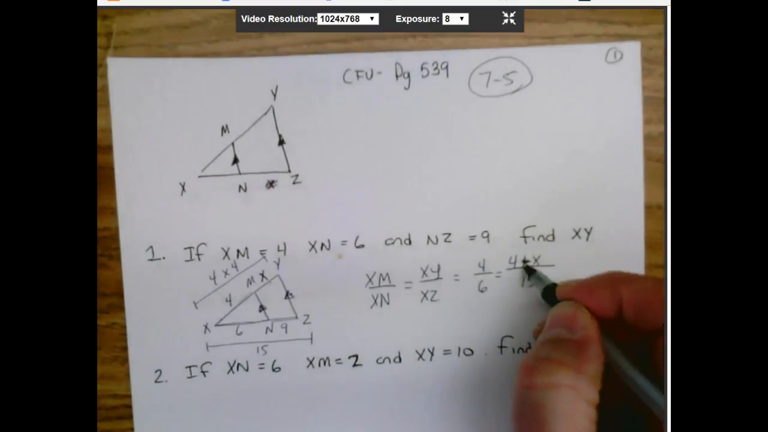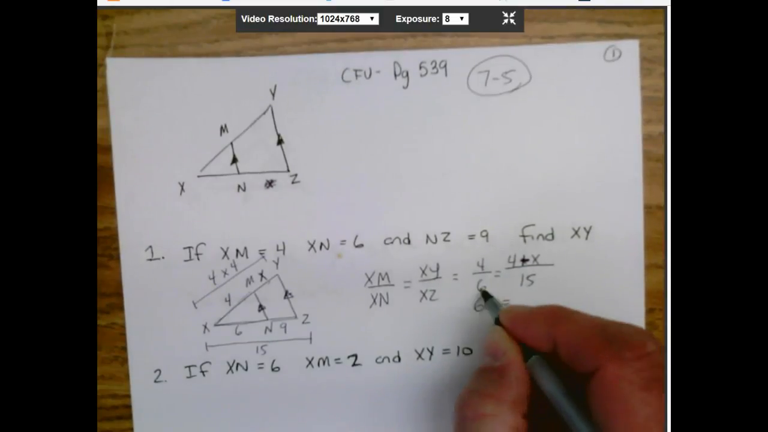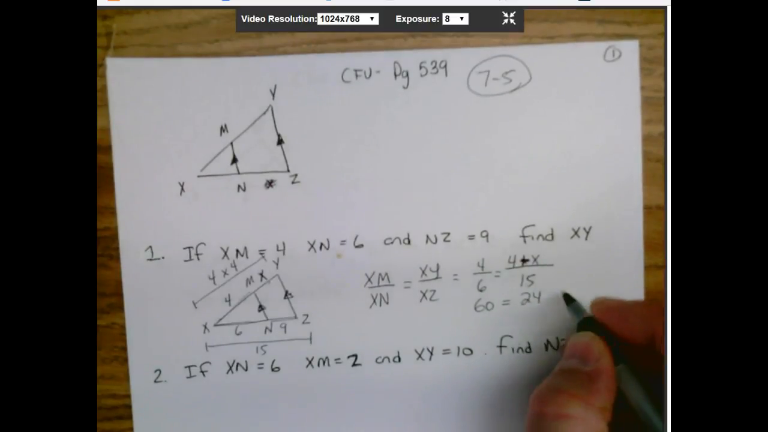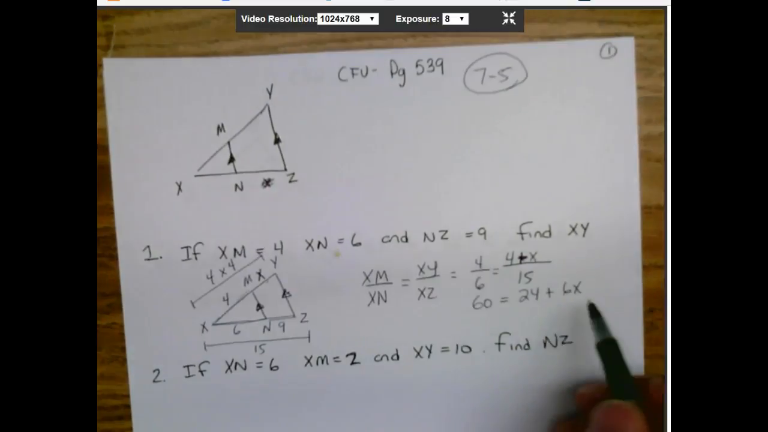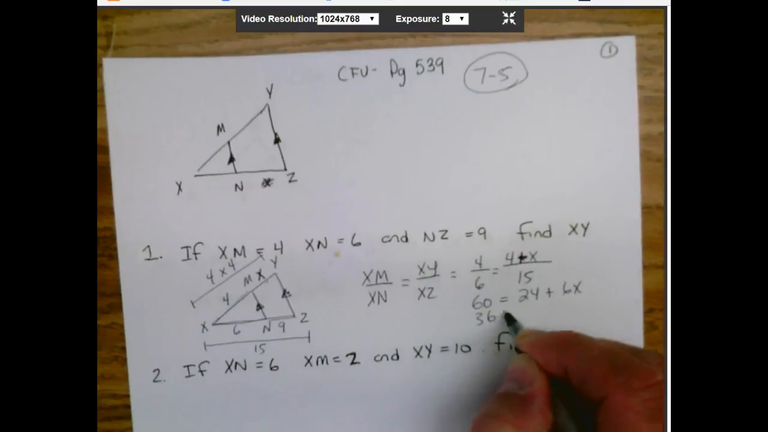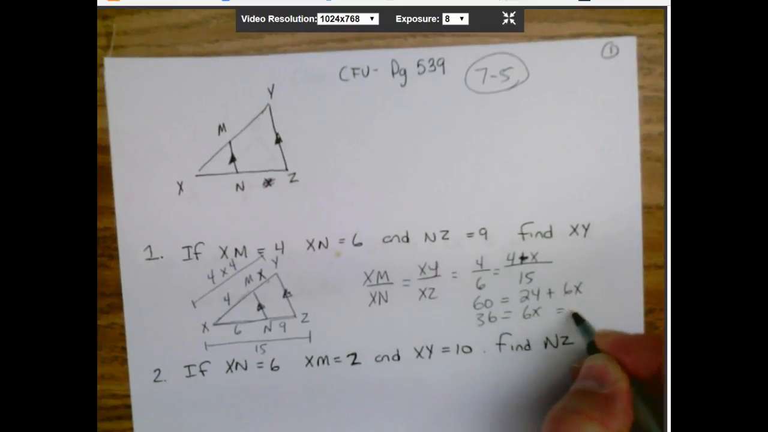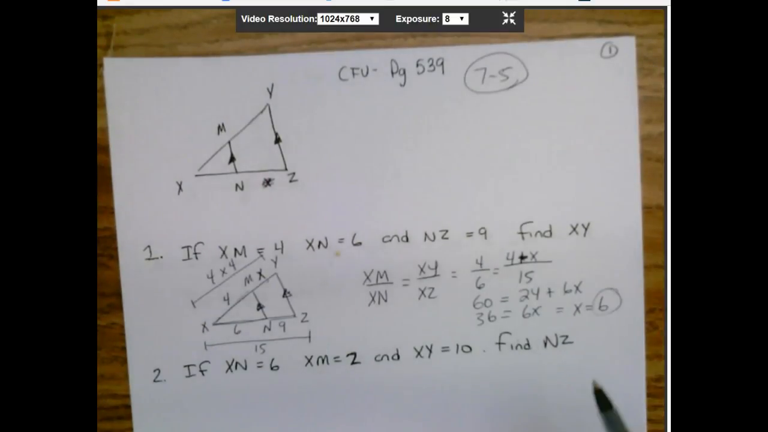Okay. Then we would do our math, and we would just say 15 times 4 is 60. That equals 6 times 4 is 24 plus 6x. Okay, then we're going to subtract 24 from both sides. That's going to give us 36 equals 6x, and x equals 6. So that would tell us that this side right here would be equal to 6, and the whole side would be 10. 10 compared to 15 will be the same ratio as 4 compared to 6.